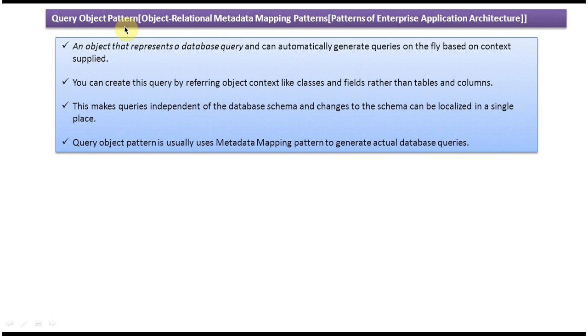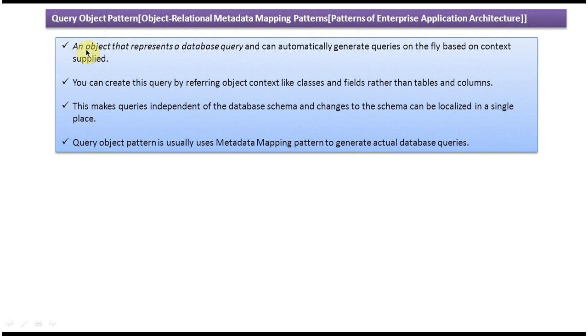Today I will cover the query object design pattern. This query object design pattern belongs to the object relational metadata mapping patterns, and the object relational metadata mapping patterns belong to patterns of enterprise application architecture. First, we will see the explanation of the query object design pattern.